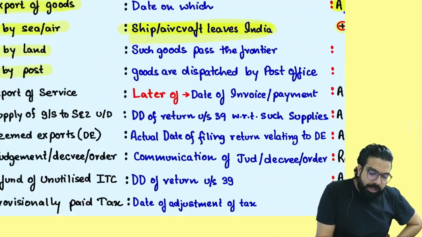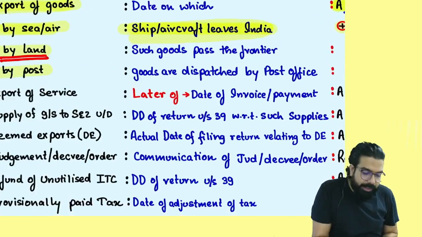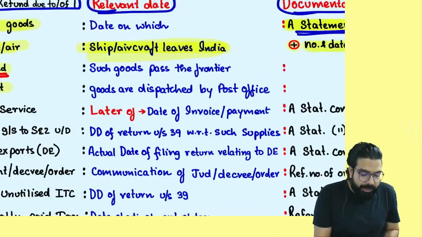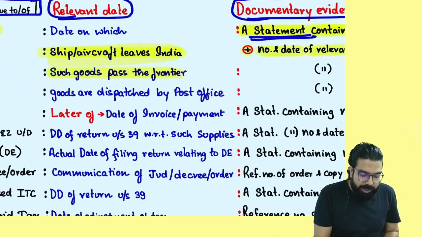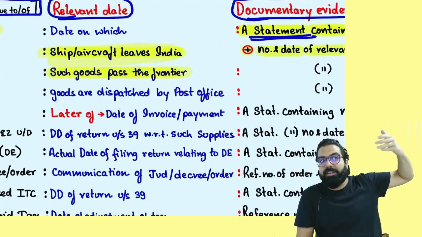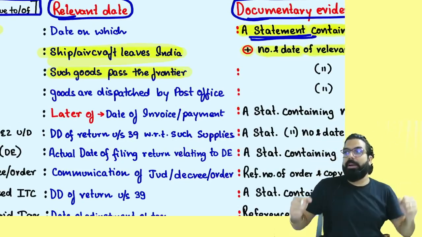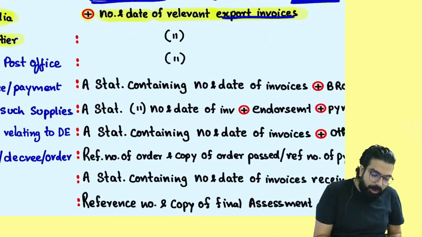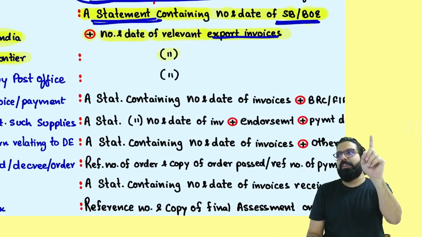Secondly, sir, if I have exported the goods by land, then they are telling you to apply within 2 years. From which date? The date when the goods cross the customs frontier, the day when the goods left India. Basically, when they cross the customs borders, that day you should run Baba run and apply within 2 years. Everyone, what are the documents? The same ones: shipping bill or bill of export plus the statement of export invoices.